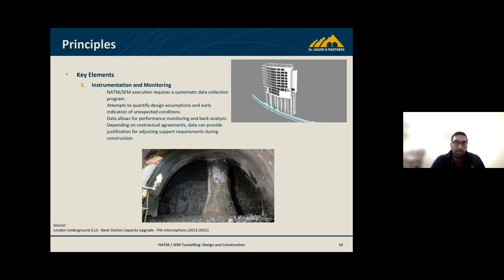So the designs as we go forward can be refined, even within one project, or from one project to another. You're always able to refine the lining thickness, or refine your geometries as you go along. Also, depending on contractor agreements, data can provide justification for adjusting the support requirements during construction, and I think that's a key element: SEM is flexible enough to do that, and we're constantly refining that method as we're going along.